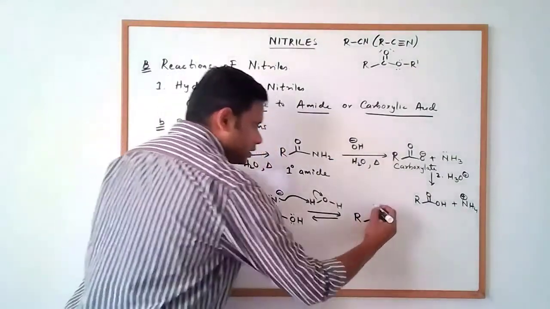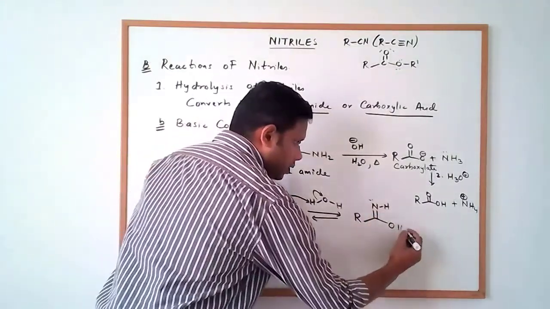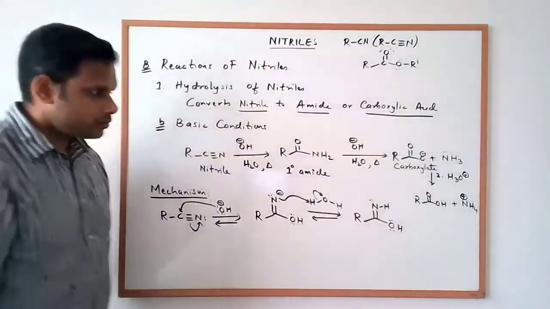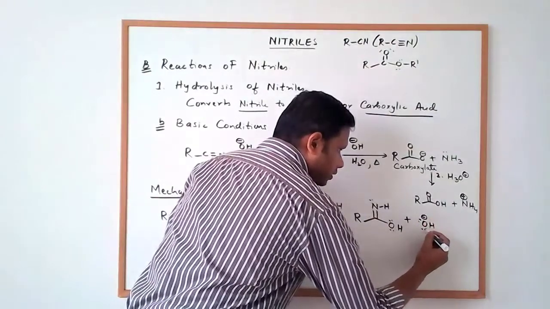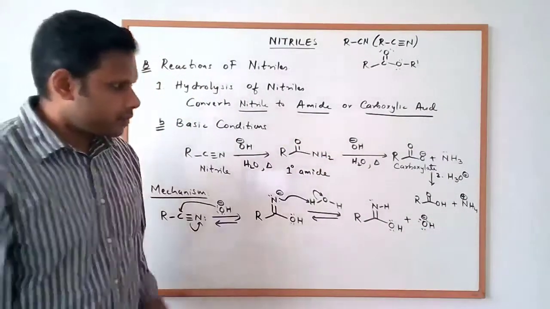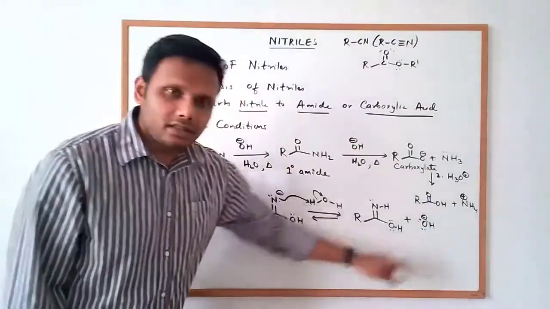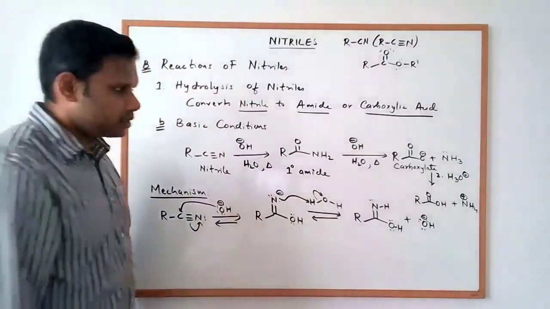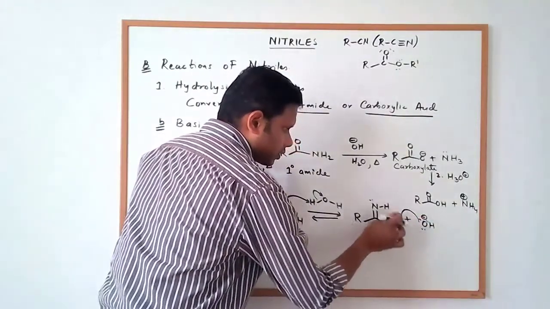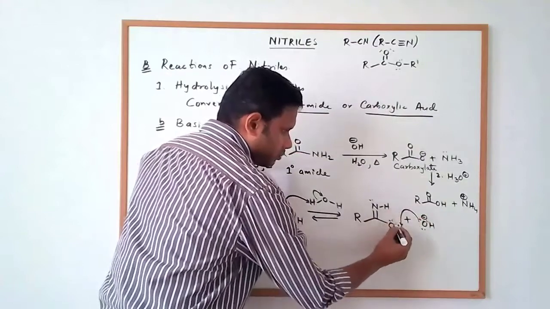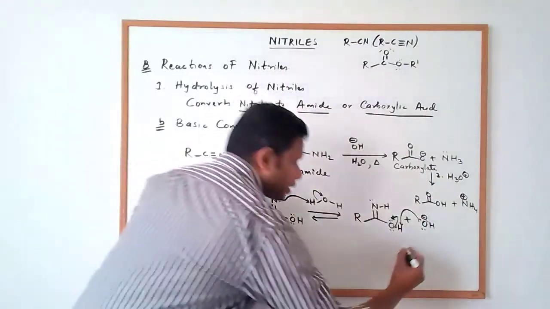So we get R-C double bond N-H, one lone pair, and we have the hydroxyl group here, plus we've generated the hydroxide ion. Now from this intermediate, the hydroxide base that's formed, since this reaction is going on under basic conditions, can deprotonate this hydroxyl group, and the electrons from this bond can end up on that oxygen. Let's show it step by step.